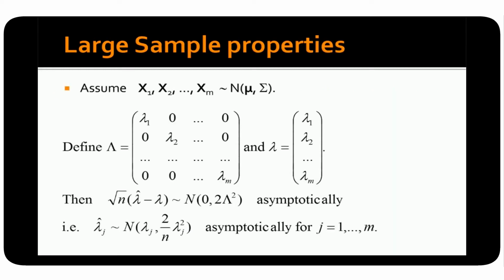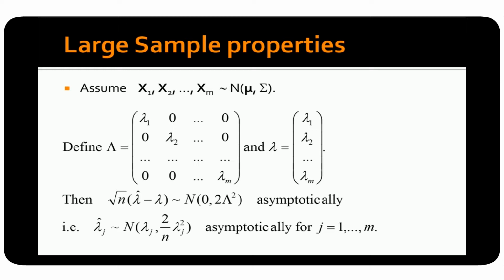Now, let us see how these principal components that we have obtained from the samples are related to the actual population values. And of course, what we will be discussing now would basically be large sample properties, because there are no such small sample results relating the two sets of principal components, one obtained from the sample and the other obtained from the population.